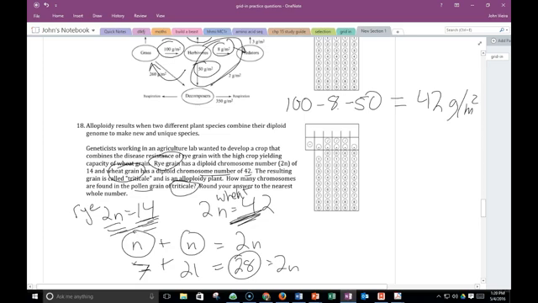Do I put 28 here? No, because it's asking me for the pollen grain of the new one. So the new one's diploid number is 28. When this guy goes through meiosis to make pollen, it's going to have 14. Round to the nearest whole number. 14. Got it?